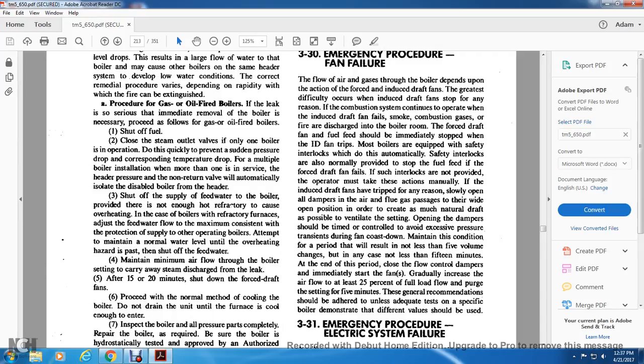Procedure for gas and oil fired boilers. If the leakage is so serious, immediately remove the boiler from service. Necessary procedures: close the valves to the gas and oil fired burners. 1. Shut off the fuel. 2. Close the steam outlet lines.